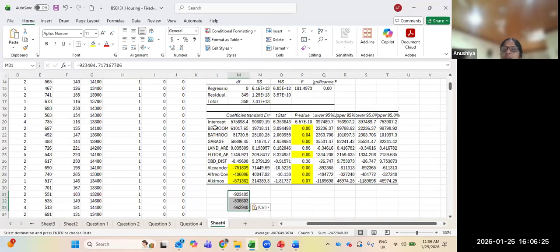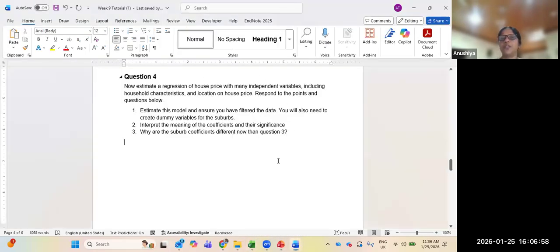The reason is that here we are considering the household characteristics and how they influence Y, and also we are considering the location-specific characteristics, which have an effect on the house price. So the change is because of the household characteristics along with the location characteristics. That is the reason why we are getting a different coefficient than in question number 3. So that's all about question number 4. Thank you.